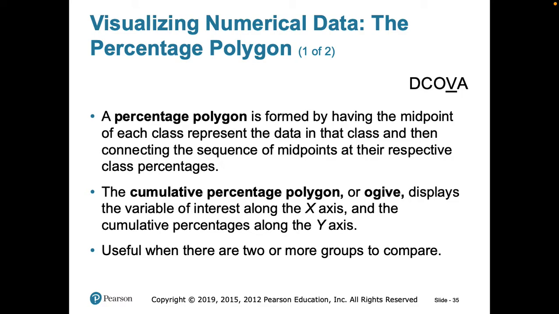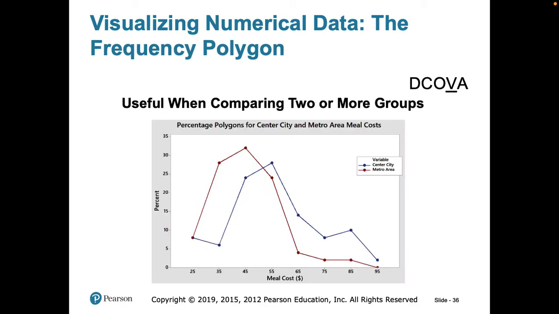The cumulative percentage polygon, or Ogive, displays the variable of interest along the x-axis and the cumulative percentage along the y-axis. And this one can be very convenient when you have 2 or more groups to compare. So here it is. This is the frequency polygon. Again, you find your midpoints, and then you just connect the dots. Really simple.